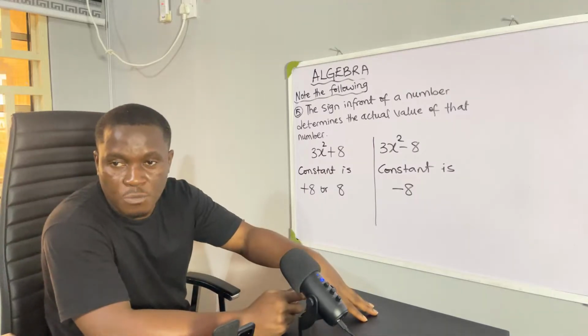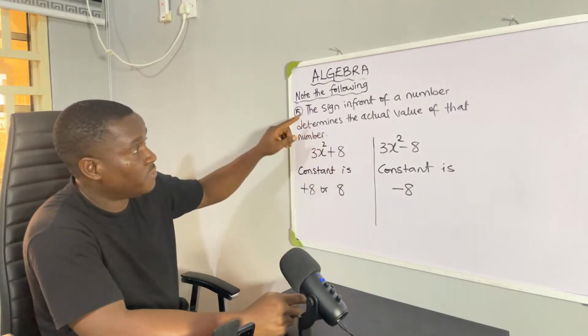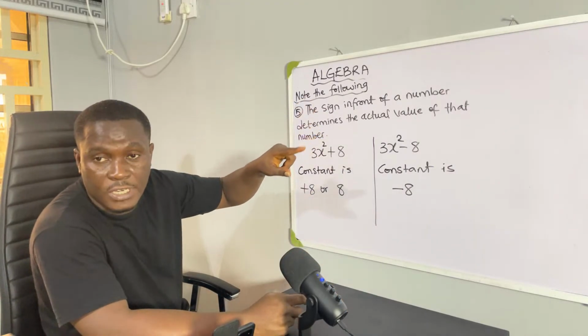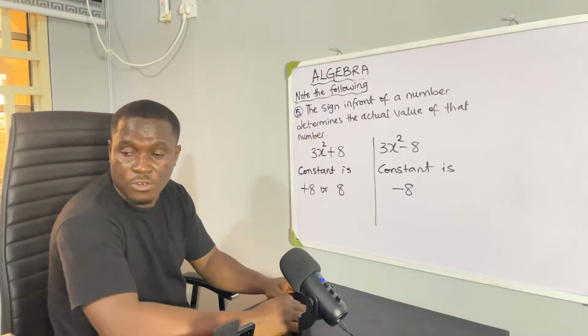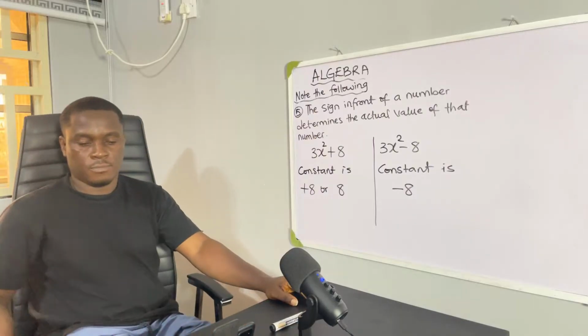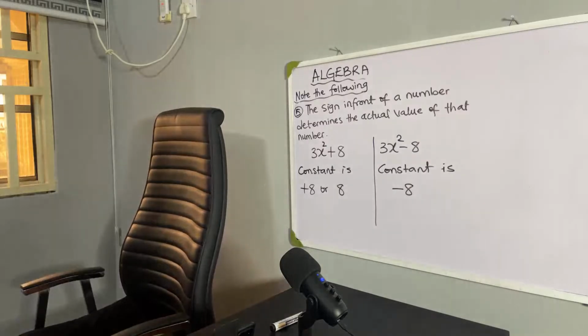So I'm going to give you 2 or 3 minutes to go through these 5 things we need to note. Go through it again. And then we'll go to multiplication of algebra. Wow. Okay. It's very easy.